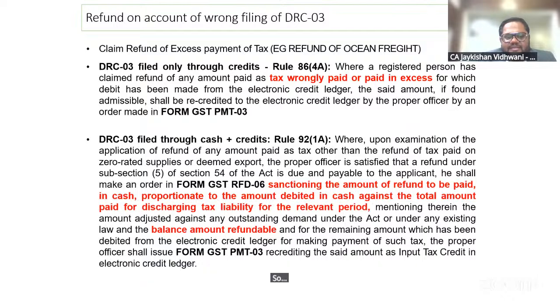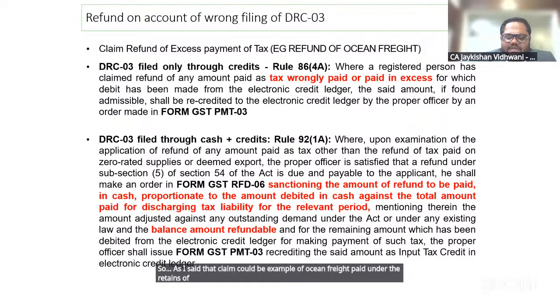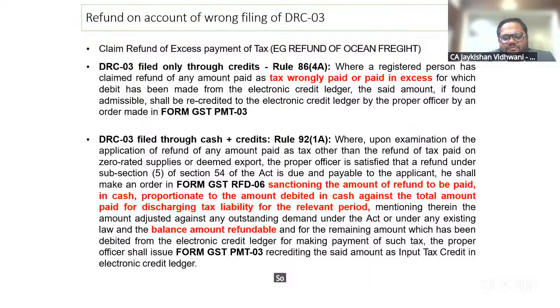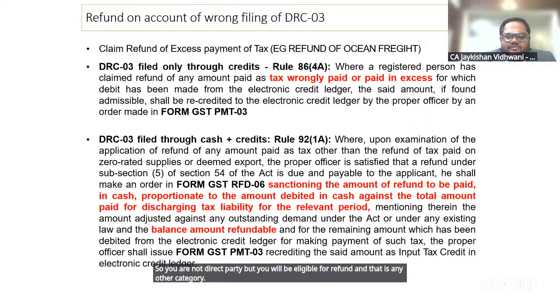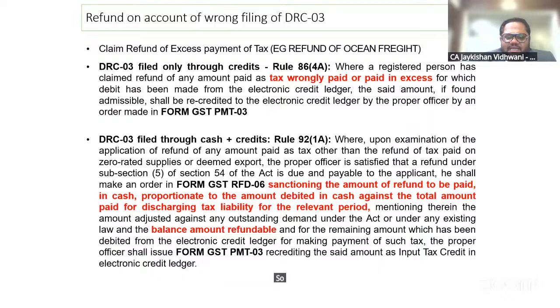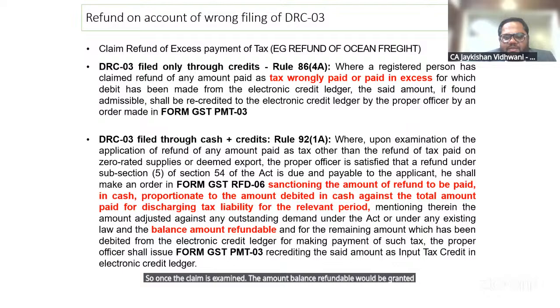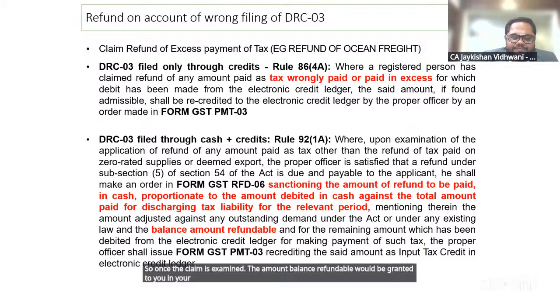As I said, that claim could be, for example, ocean freight paid under the pretense of a levy, and the same is now getting refunded on account of a judgment of any court. So you are not a direct party, but you will be eligible for refund under this any other category. So once the claim is examined, the amount balance refundable would be granted to you in your bank account.